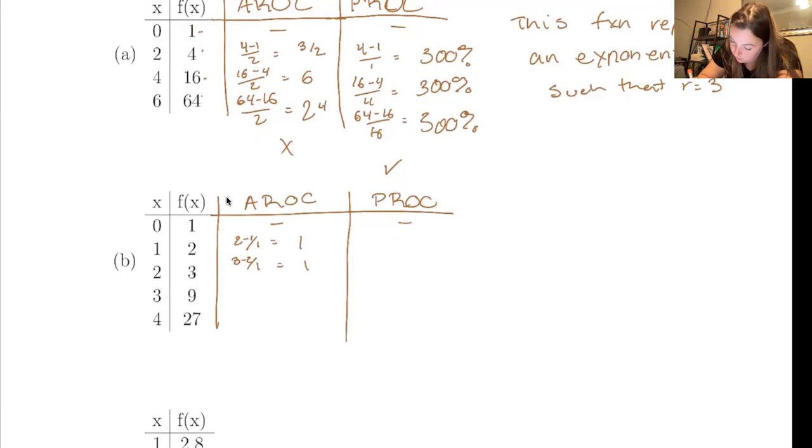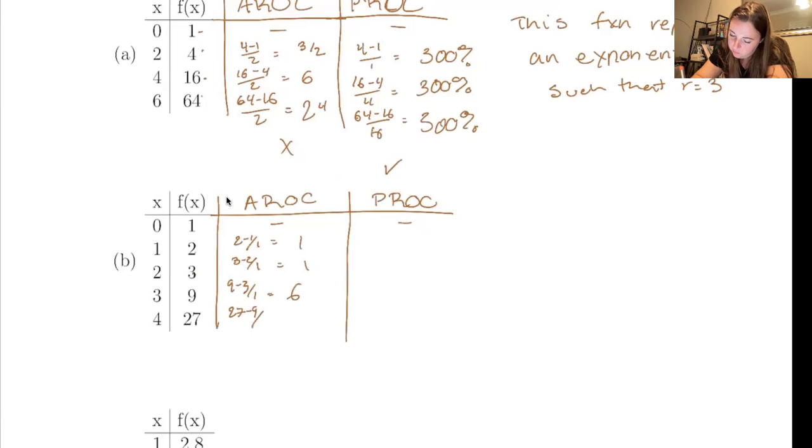9 minus 3 over 1 is going to be 6. And 27 minus 9 over 1 is going to be 18. So for the first two, it looked pretty good. But after the second two, it wasn't. And it needs to be constant all the way through, not just for a little bit. So that is not a linear function.